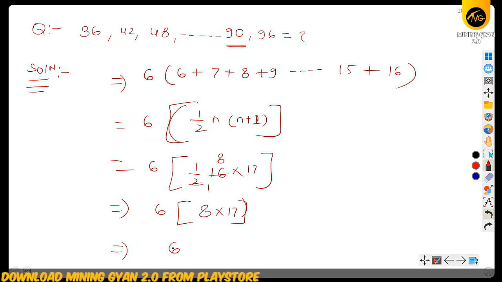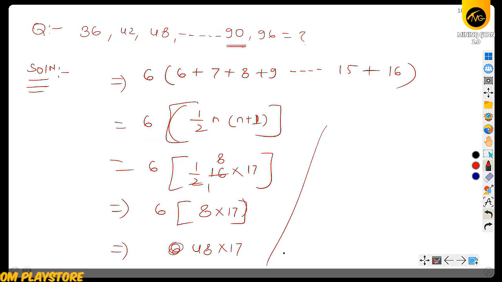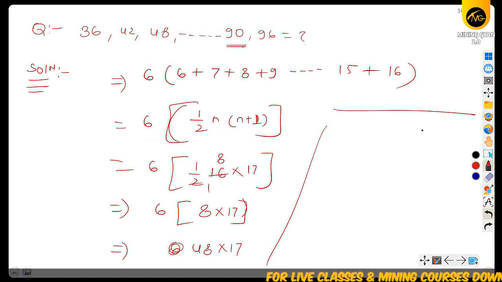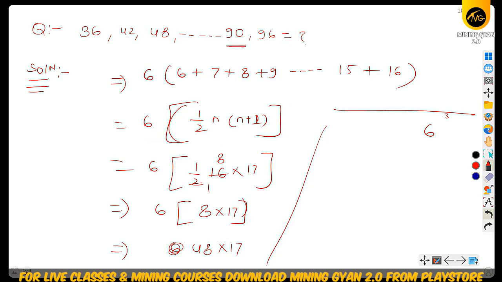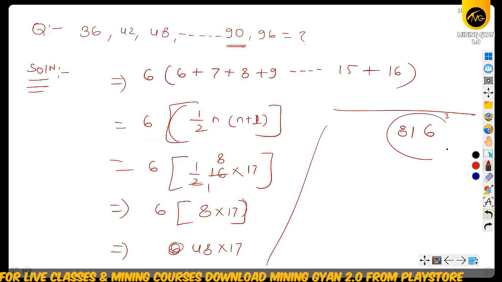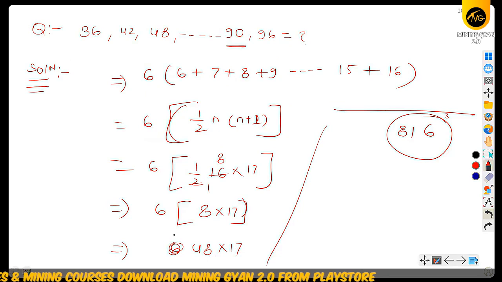Just multiply 6 into 8, that means 48 into 17. Now 48 into 17, 17 eights are 136, that means 136, 136 sixes, so 136 times 6 is 816. 816 is the first section.